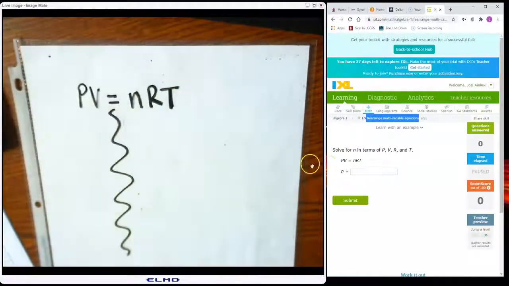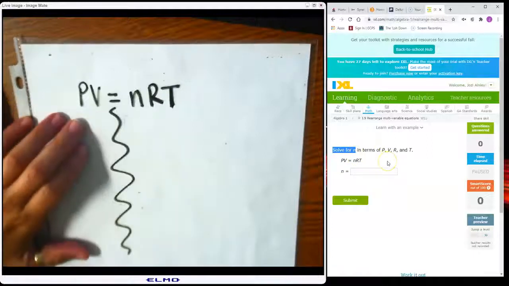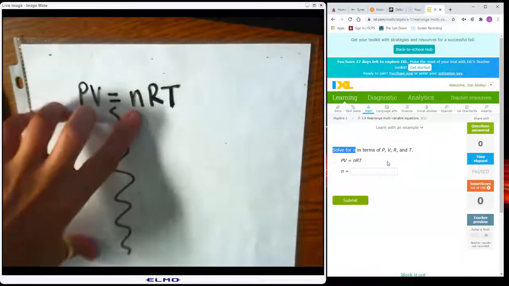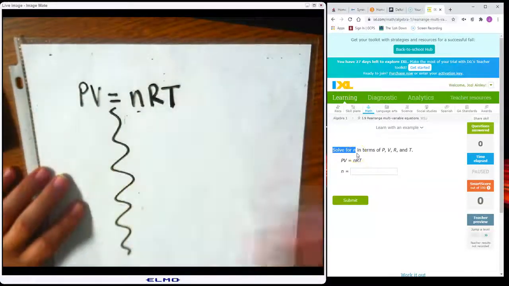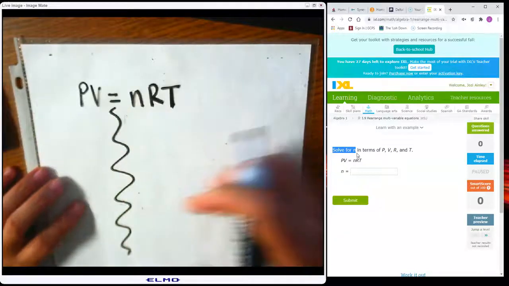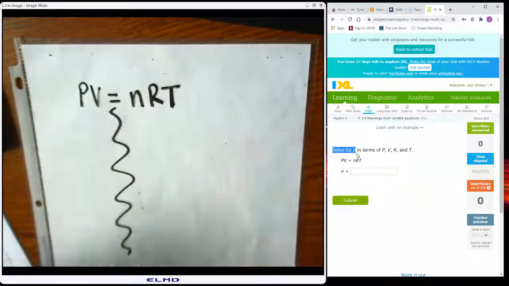Then you're identifying what it is that you need to get by itself. So you're looking for the words "solve for" and then a letter. So solve for lowercase n. Now very important, whatever is uppercase stays uppercase, whatever is lowercase stays lowercase. So I'm trying to get this by itself, okay? And just like we did it with numbers, you're now going to do it with variables. It's the exact same thing.